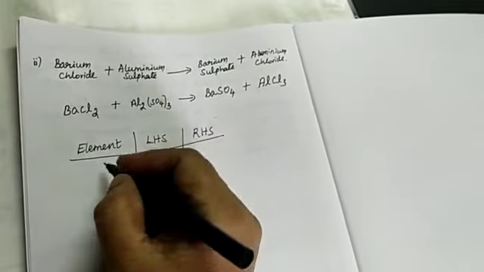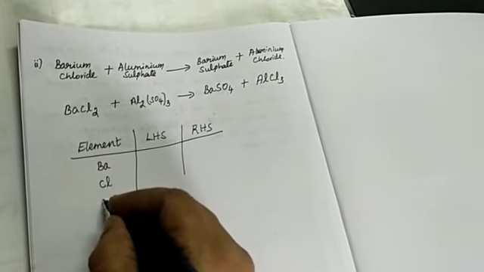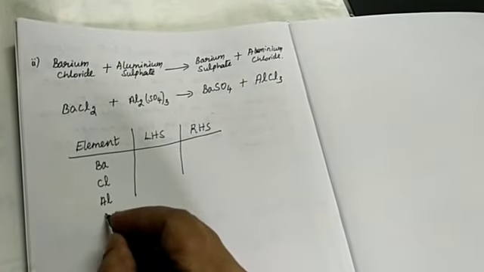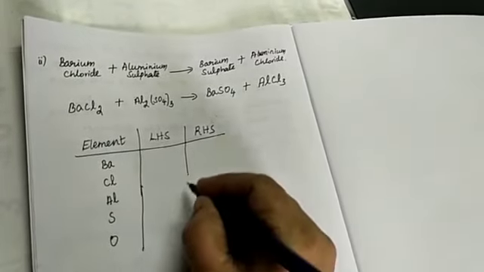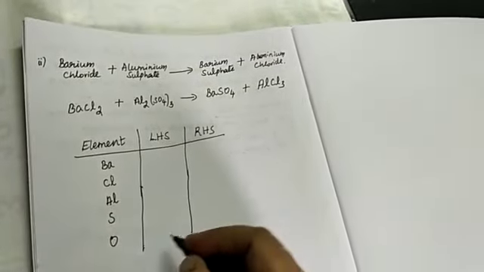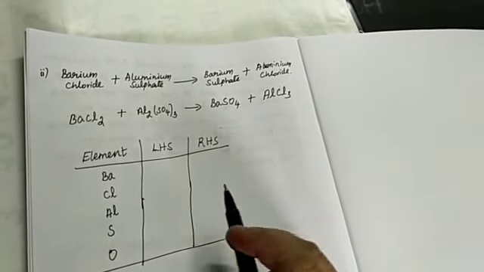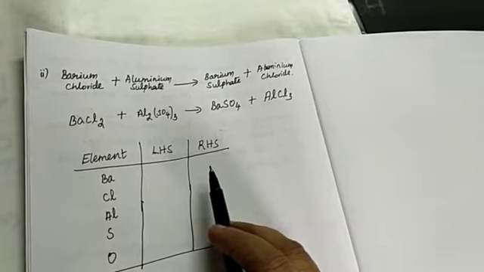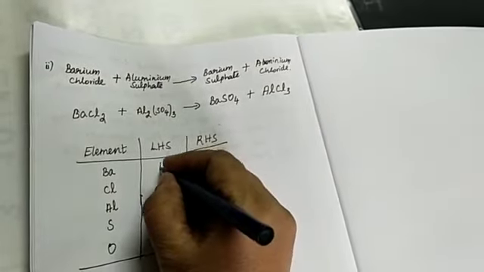So now here, what are the elements? Barium (Ba), Cl, next Al, sulfur and oxygen. These are the elements present in this equation. Now let us write how many atoms are present in both LHS and RHS. Then we will compare. So in LHS, barium, only one barium.